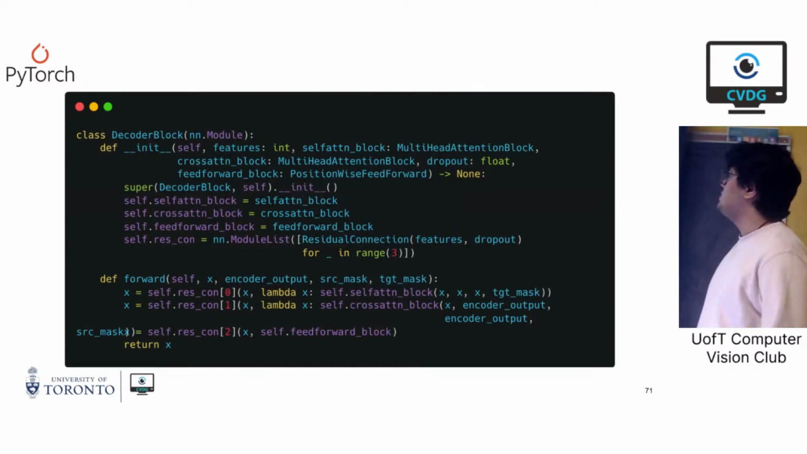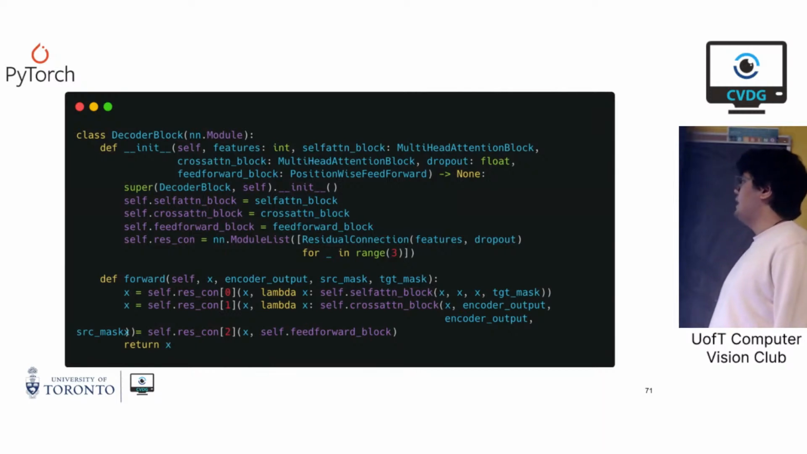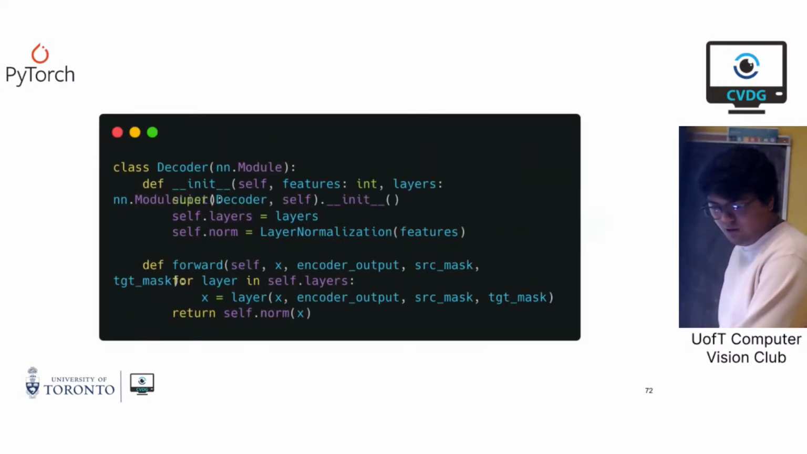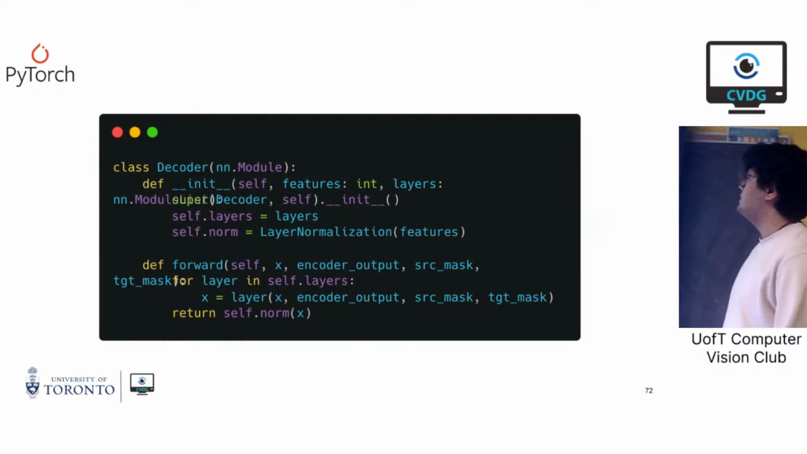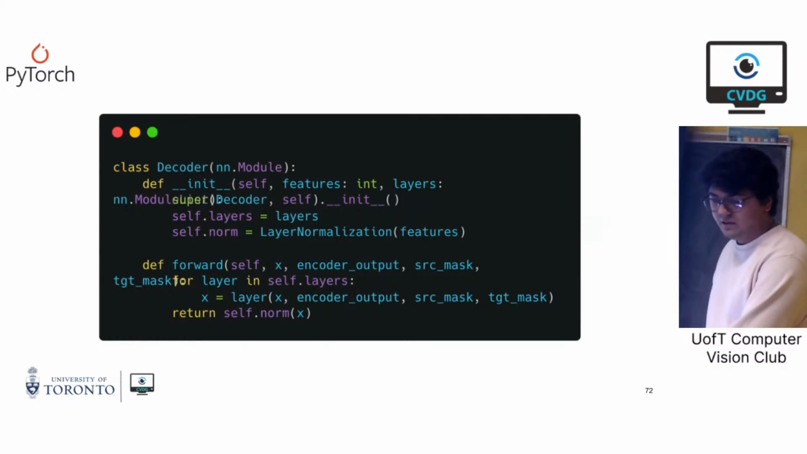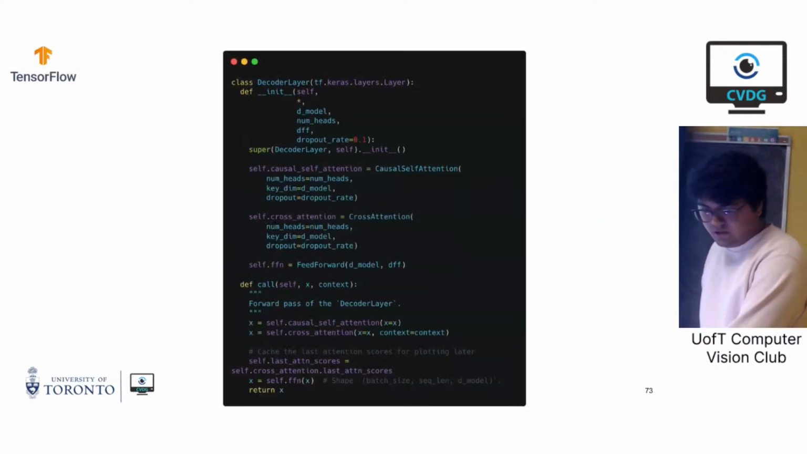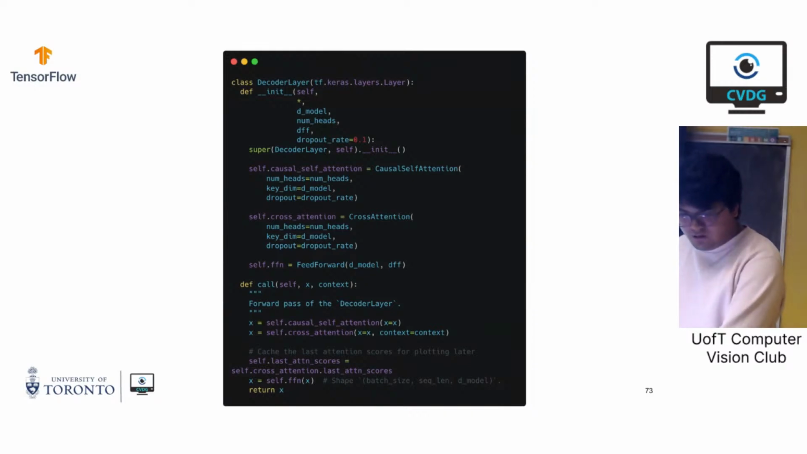So we first initialize the self-attention layer, the cross-attention layer, feed-forward, and the residual connections for each of them. That is 3. And in the forward method, we compute the workings as described in the figure. This is the decoder part. We'll be using 6 decoder layers. This is the corresponding code in TensorFlow for it.